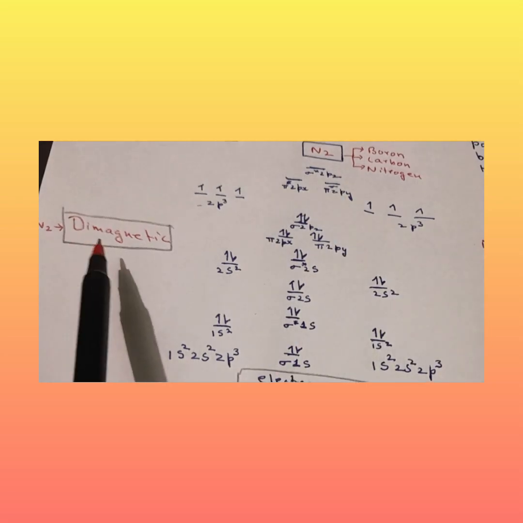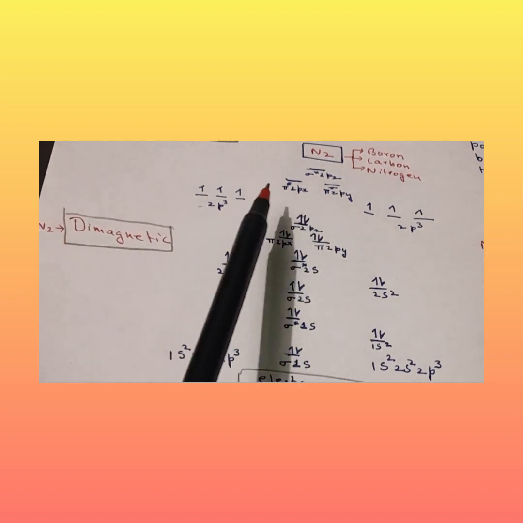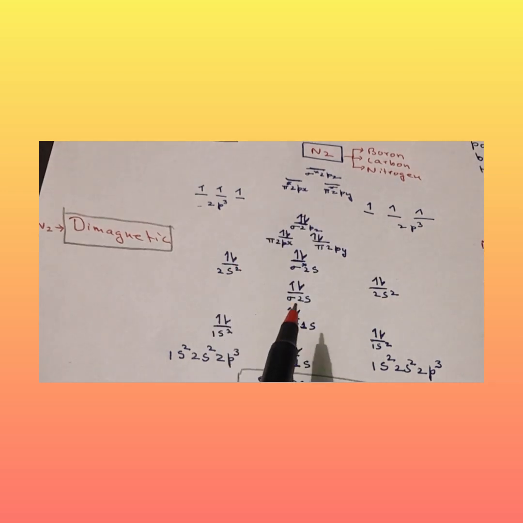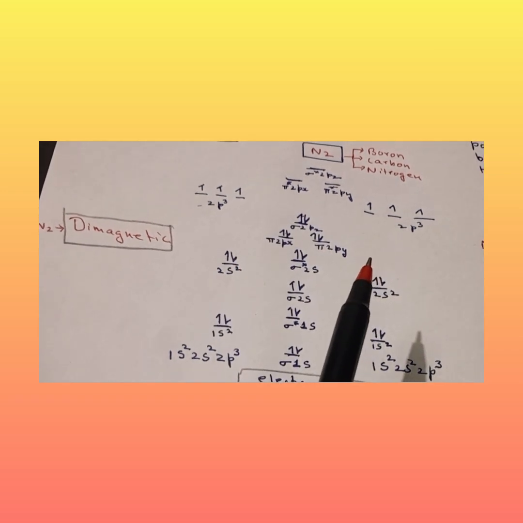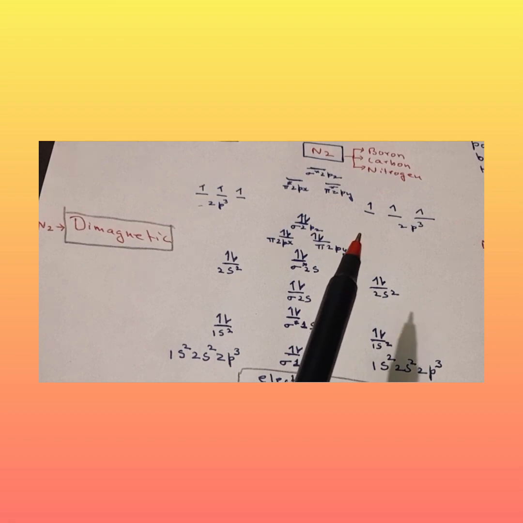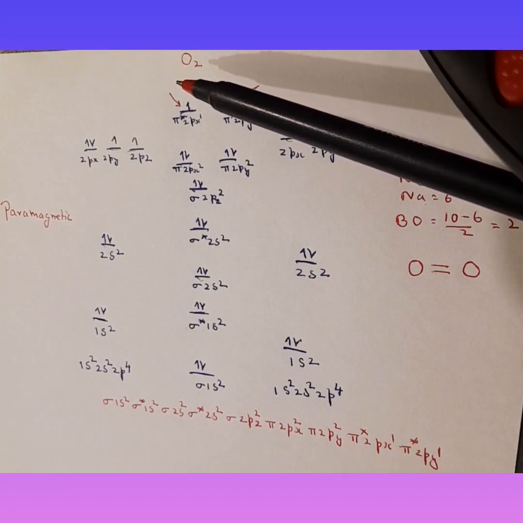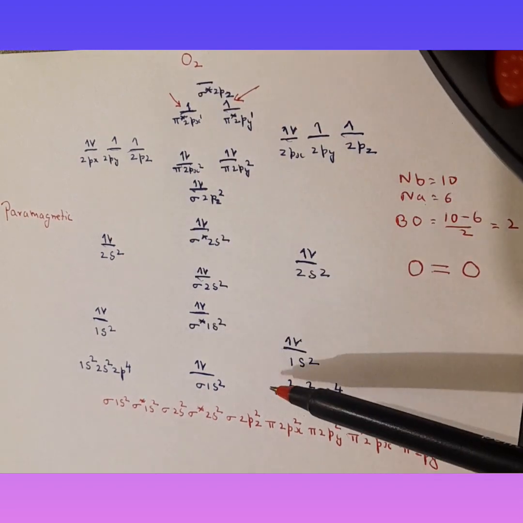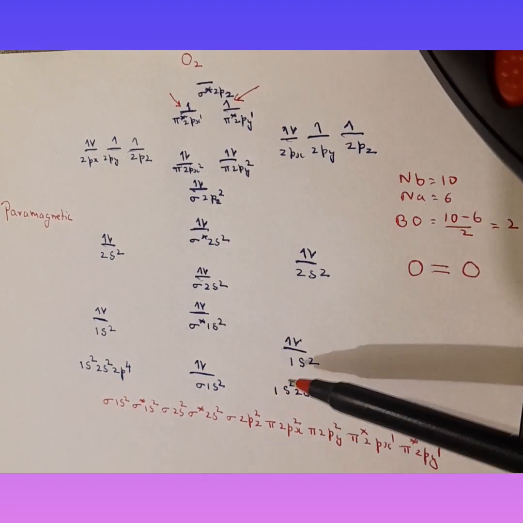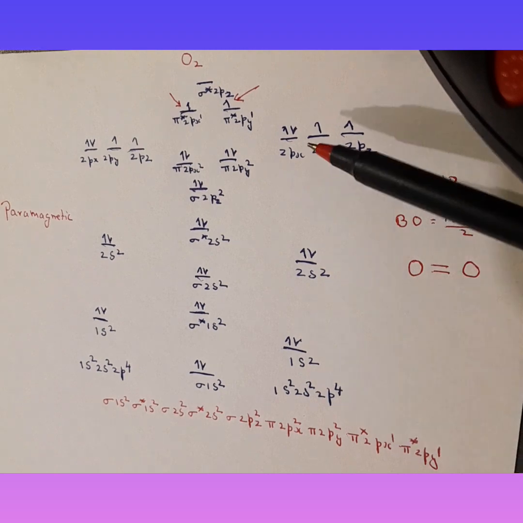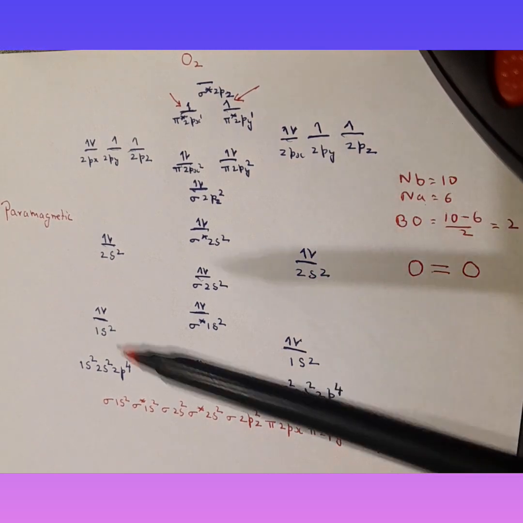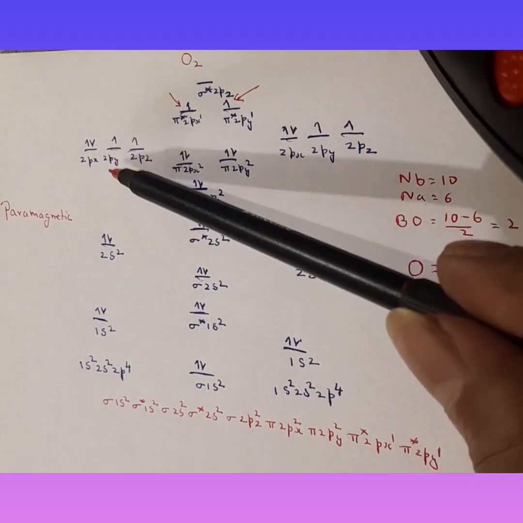Now in case of magnetic behavior, it is diamagnetic. Why? Diamagnetic because all the electrons are paired over here. Alright, so what we had seen in hydrogen, also it was diamagnetic. Alright, let's understand molecular orbitals for oxygen. Now oxygen, the electronic configuration for oxygen is 1s2, 2s2, 2p4. So we have got 2 atomic orbitals. This is 1 and this is 1.